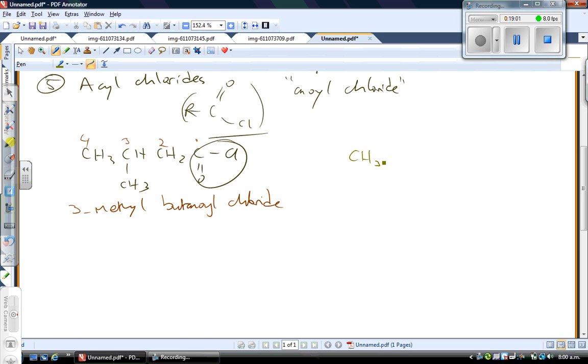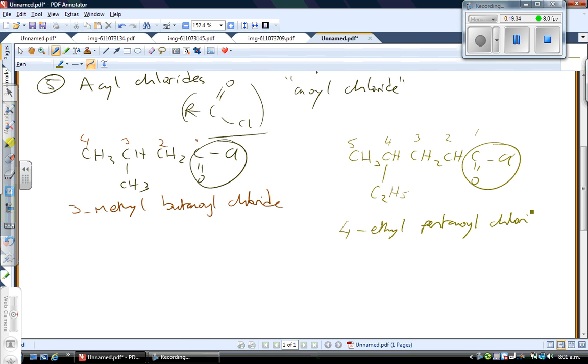And I'll do a second example here. I do CH3, CH, CH2, CH. There's your carbonyl carbon. That's your acyl chloride group right there. We've got to number it. We also have a side group, which is a 2-carbon side group, C2H5, which is going to be ethyl. So this is going to be 1, 2, 3, 4, 5. So this will be 4-ethylpentanoyl chloride. And that's how you name that compound.